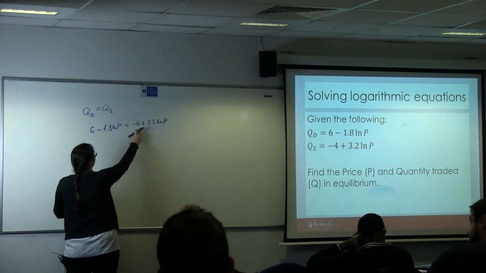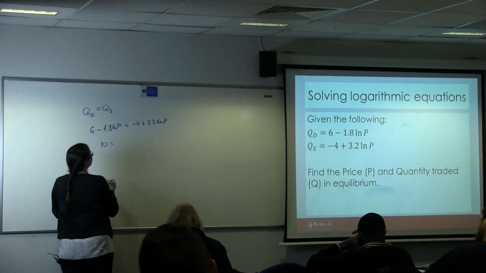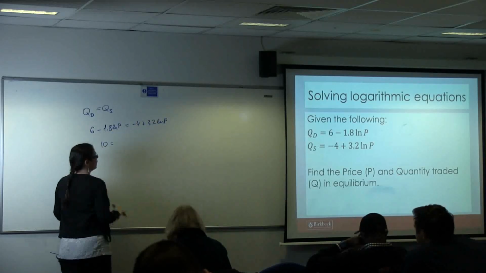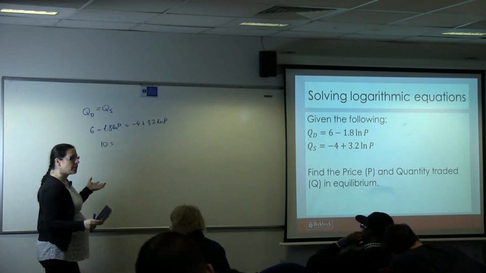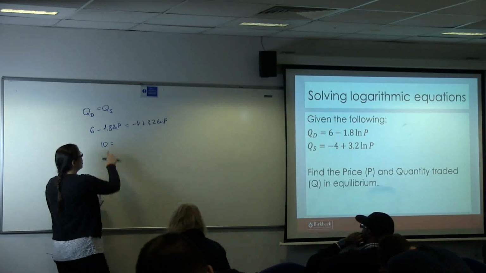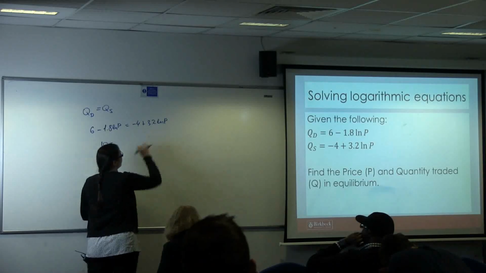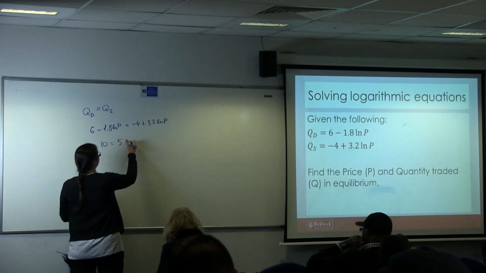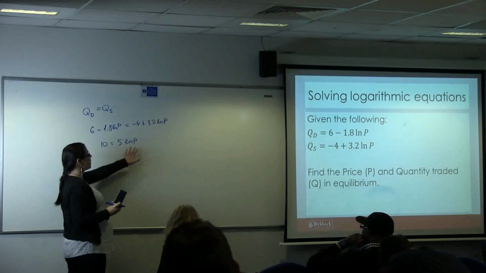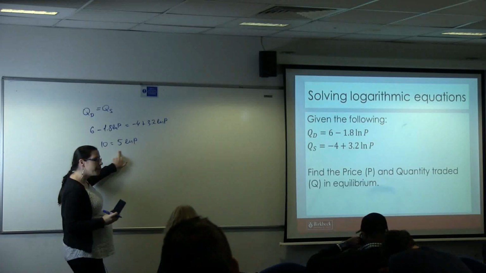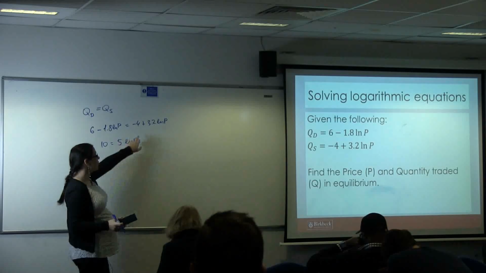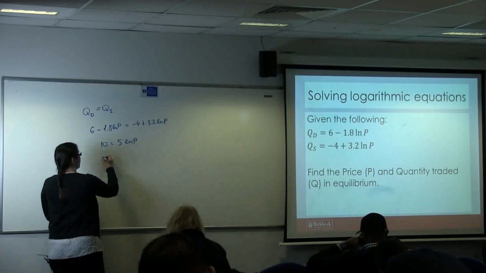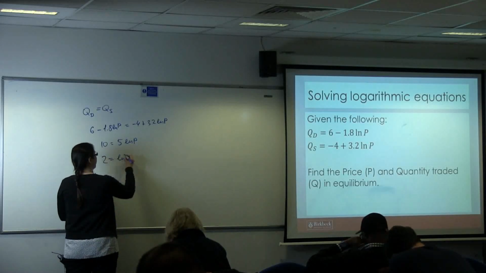So 6 minus 4 gives you positive 10 together, and minus 1.8 ln p on this side has to move over to here. I could have done the other way around, but I don't want to end up with negatives. That's the only reason I'm doing it this way. So 1.8 ln p plus 3.2 ln p is going to give me 5 ln p. Now I want to get to ln p, so I need to remove the 5. And I'm not going to bring that up into the power, because that's just going to complicate my life. So I'm just going to divide down by 5. So 2 equals ln p.